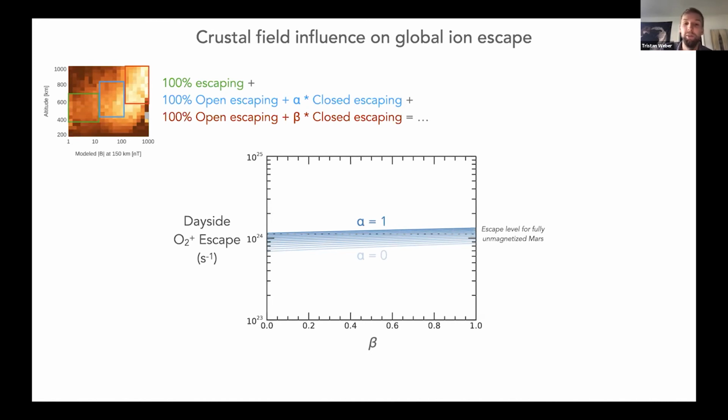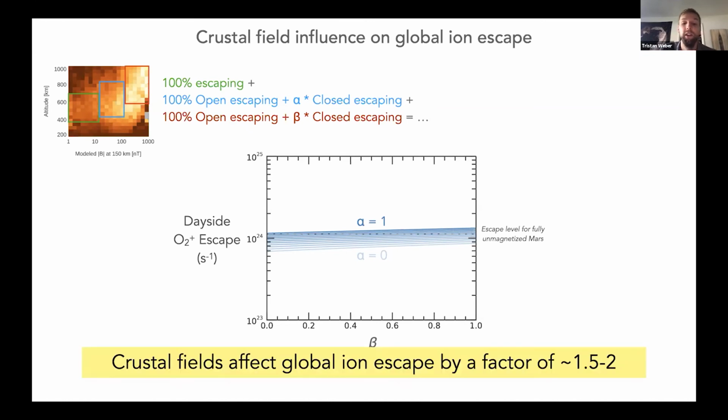The dashed line that I've put on this plot would be the escape that would result if you didn't have any of the medium or strong crustal field regions and just took the weakest crustal field regions, that's essentially just induced field, and applied that to the entire planet. So under most conditions, we would see that the global ion escape is not affected that much. And in addition to that, under most conditions for alpha and beta here, the crustal fields are decreasing ion escape by some slight amount, which is in agreement with previous modeling studies.